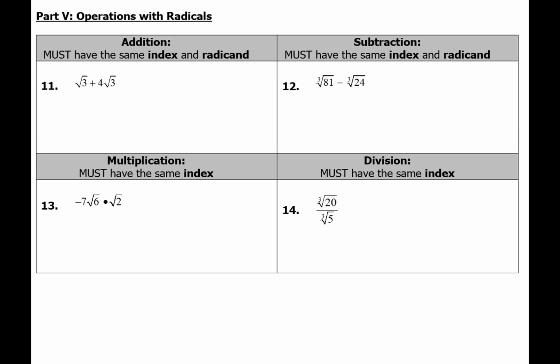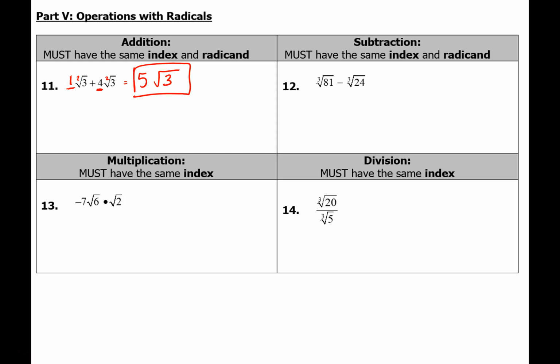Okay, so for addition, recall that the index and the radicand both have to be the same. So in number 11, both of these are square roots, so the index is the same, and the radicand is 3 in both of them. So for this one, this is going to act just like a coefficient with a variable. The coefficient in front of this square root of 3 is 1. So I am adding together those coefficients. 1 plus 4 is 5. And then my radical, which is acting like my variable, is going to stay the same. So I get 5 square roots of 3 as my final answer there. I do not add the 3's together because it's acting like a variable.